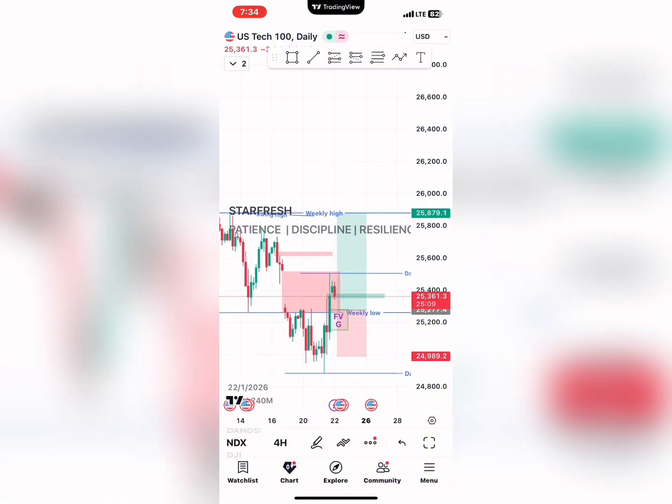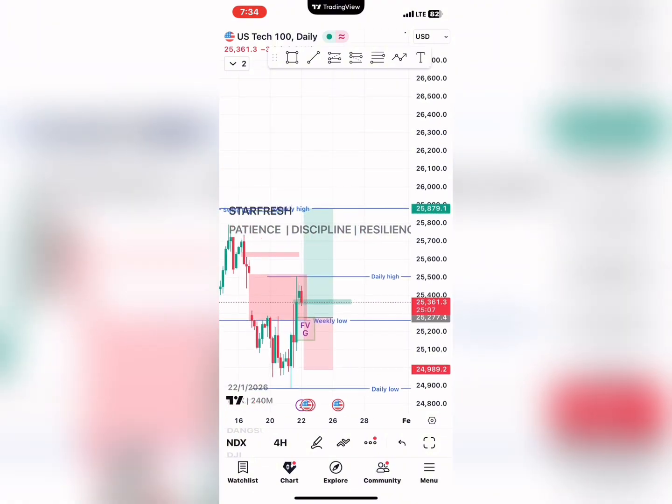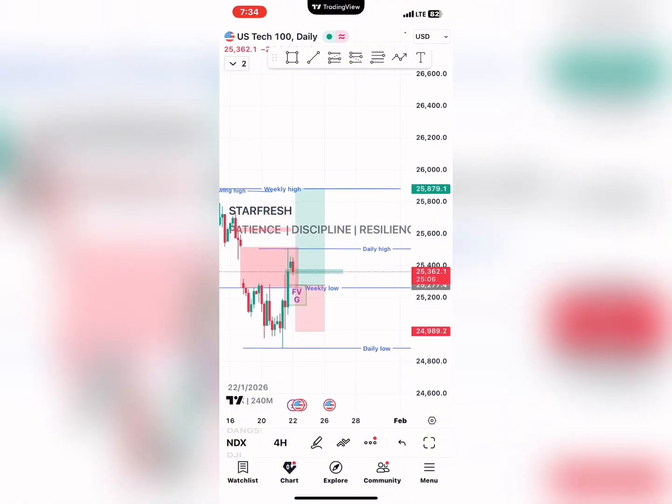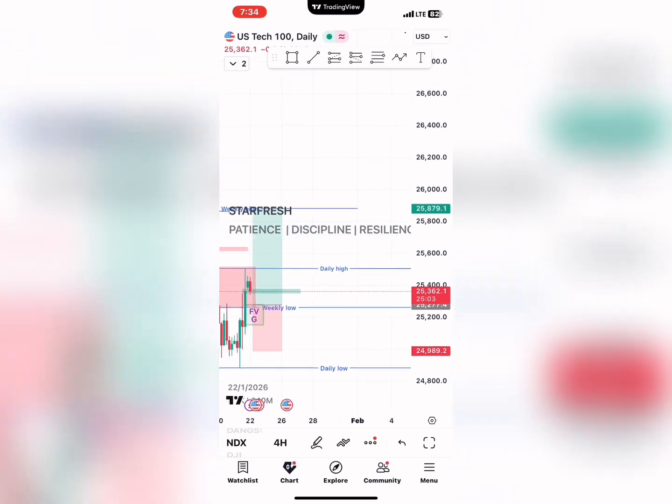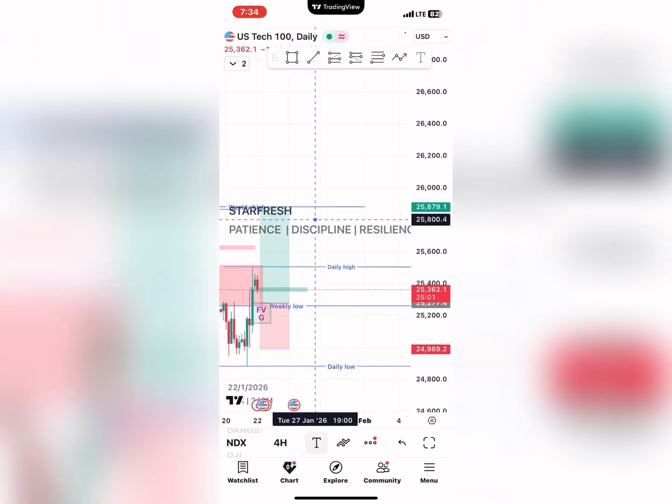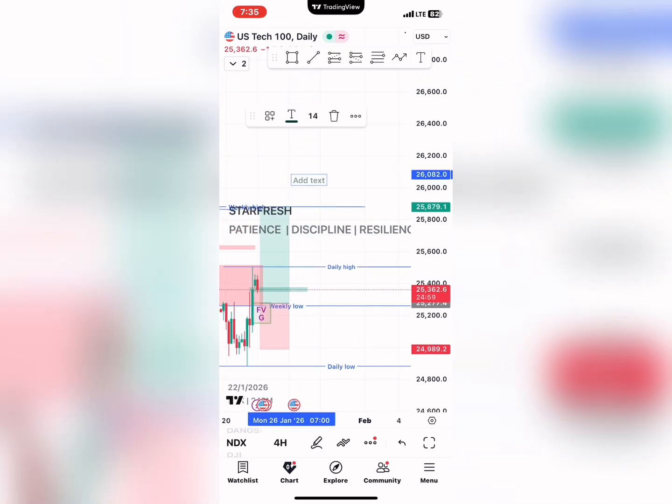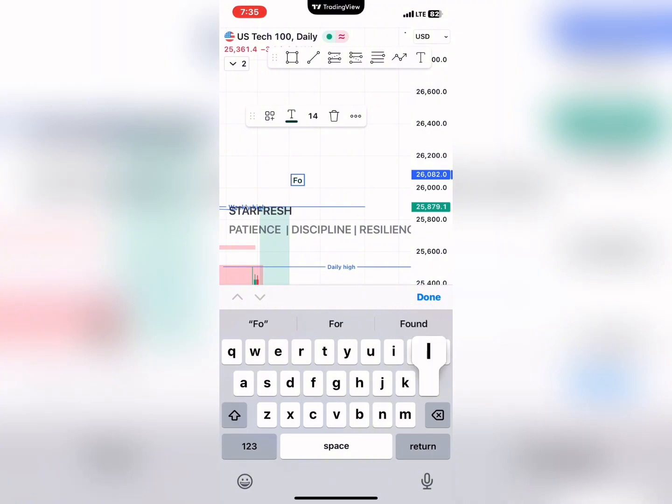So now, this reacted at this fair value gap. We might get a bounce from here straight up, or we might actually go through that fair value gap at the 15-minute level, which is where my entry is originally.